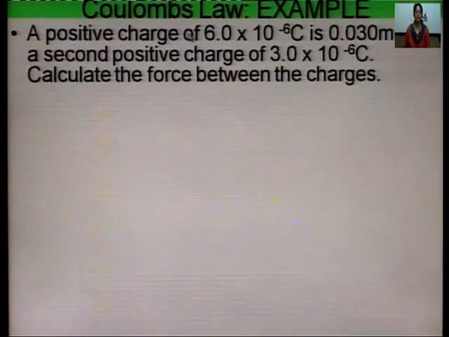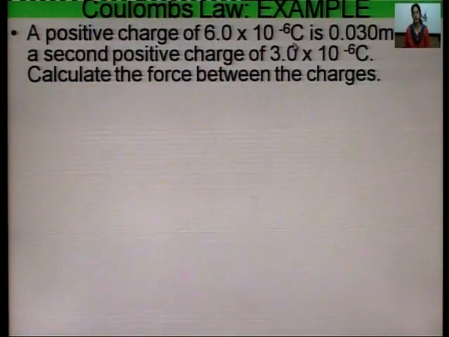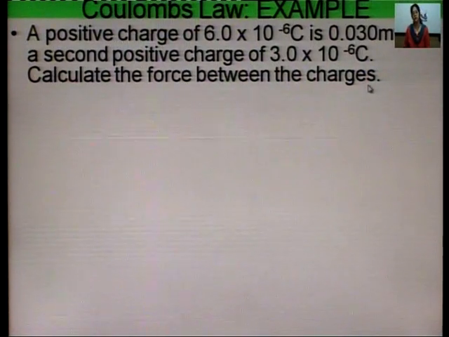Now let's consider an example based on Coulomb's law. A positive charge of 6 into 10 raised to the power minus 6 Coulomb is 0.030 meter from a second positive charge of 3 into 10 raised to the power minus 6 Coulomb. Calculate the force between the charges.